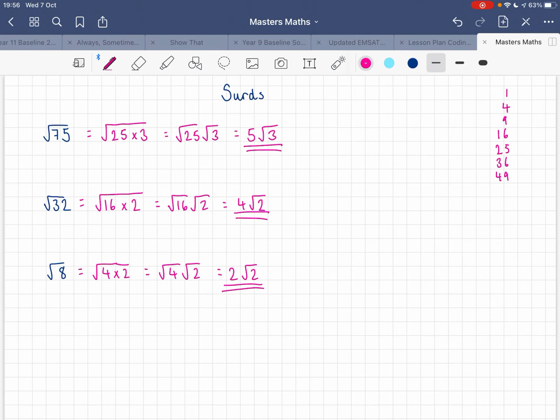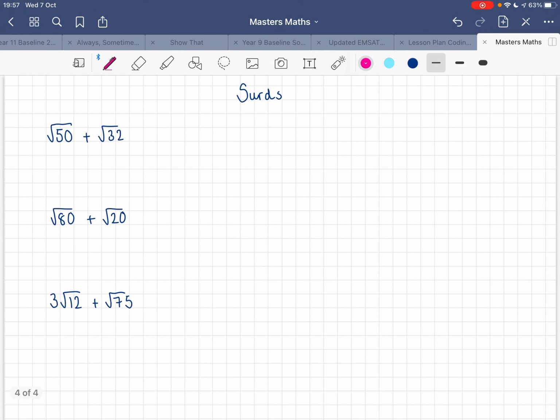So that's simplifying. As long as you know your square numbers and you can find factors of another number, you will be able to answer these questions, okay? And like I say, write out your square numbers in a list at kind of the side of the page for your working out if that helps you. The last thing then that we're going to look at today, there's a lot more on surds, but we will do those in a separate video. The last thing we're going to do today is look at how you can add surds.